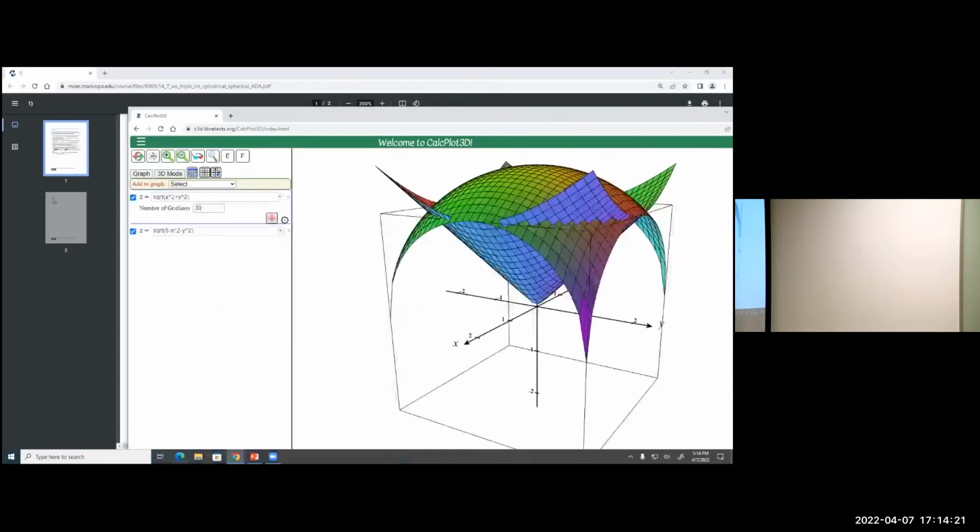Now, we could adjust this to make it look nicer, but I think we can all see the volume that's being enclosed there, right? We're not worried about these little flanges hanging off. So let's talk about setting up a triple integral for this guy.